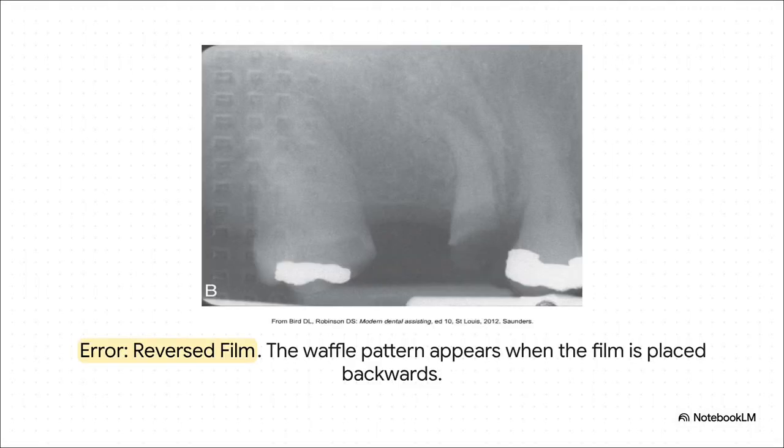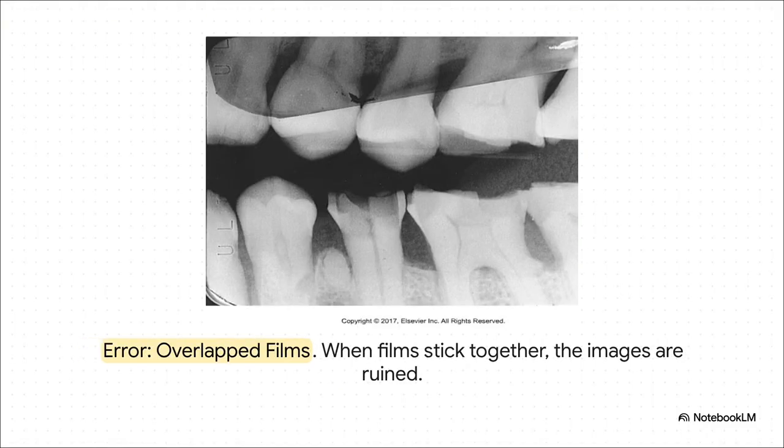And with all those steps, you can bet there were a million ways for things to get messed up. For example, if you just put the film in backwards during the X-ray, you'd get this, a totally useless waffle pattern. Gotta do it all over again. Or how about this? Sometimes the films would just stick together in the chemical processor, and then you'd end up with this, a completely ruined image, which means, yep, another X-ray for the poor patient.